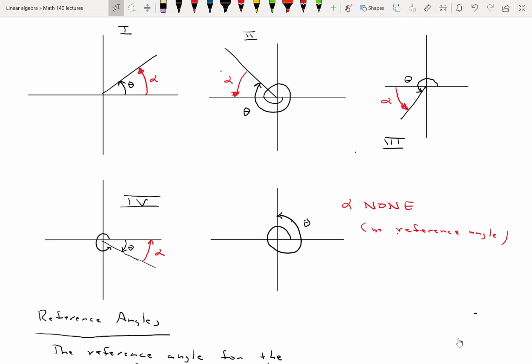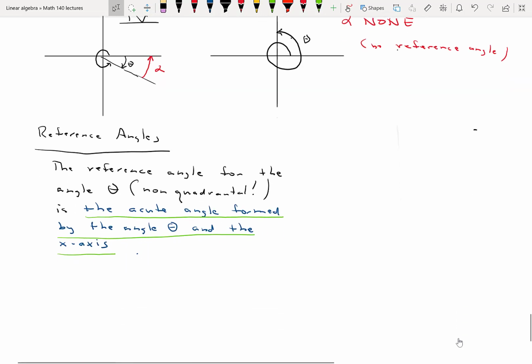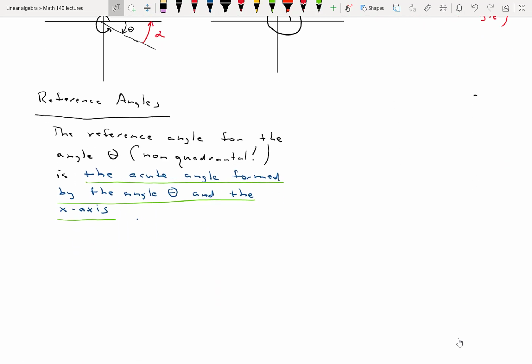They have nothing to do with the y-axis, not at all. They have everything to do with being acute, and they have everything to do with the x-axis, being measured either to or from the x-axis. Reference angles can be thought of as the acute angle that makes up the difference from the terminal side to or from the x-axis. If you missed that, we're going to look at some examples.